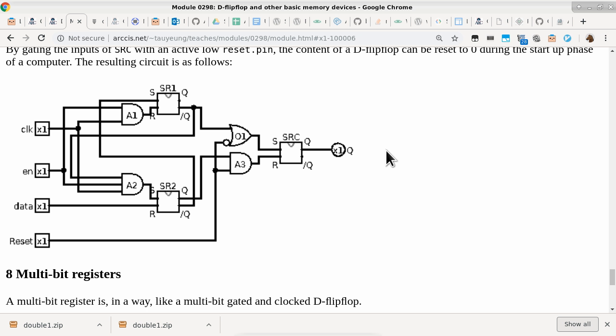So that's why all the registers inside the processor, they all have a reset pin. So when you first power up your computer, those registers are guaranteed to be zeros. Your processor is guaranteed to start execution at a certain location with all the registers pre-initialized to 0. So that's important, okay?